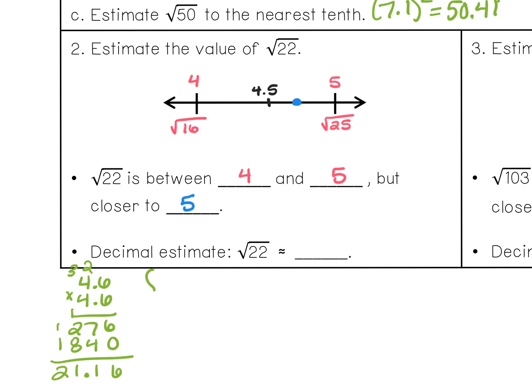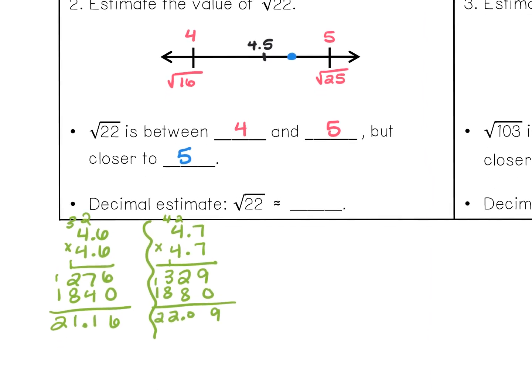So I'm going to try the next one, which would be 4.7. 7 times 7 is 49. That's 28 plus 4 is 32. So 22.09 is real close.